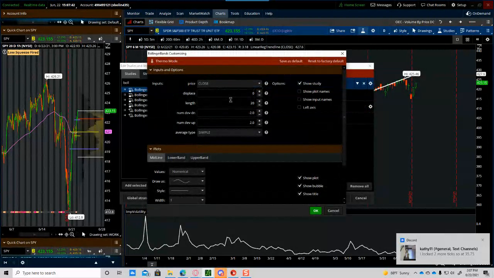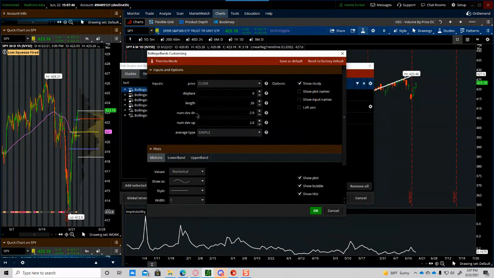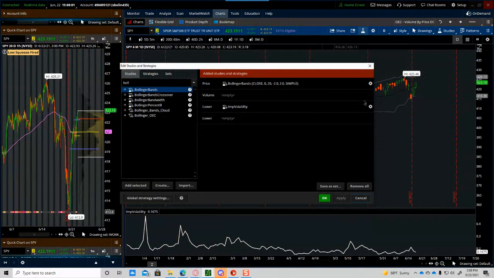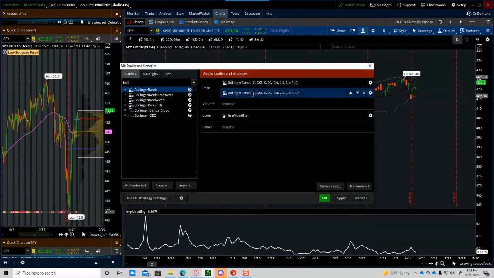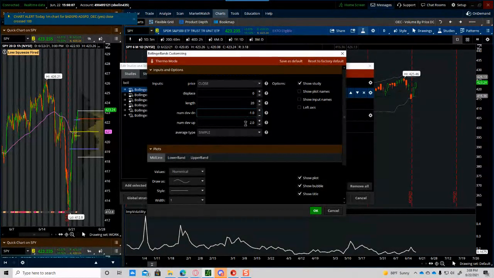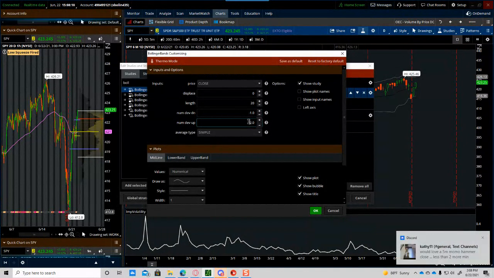Literally in the language right here, deviation up and deviation down, we're using a 2 standard deviation. And you can go in there, of course, and you can load more than one Bollinger Band. So right there, I have a Bollinger Band set to a 2. I can load another one, set it to a 1. And you got to change both sides, right? You change the top, you change the bottom.